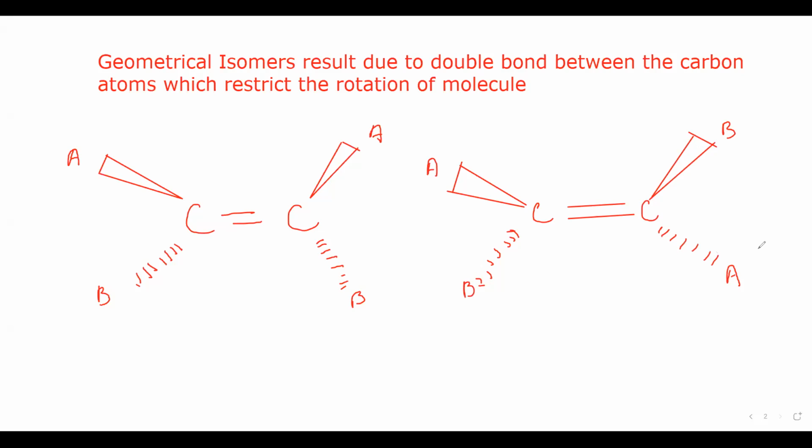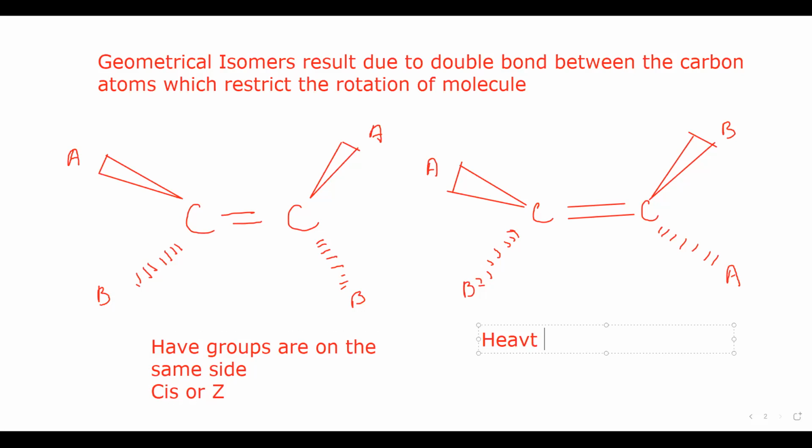So when we compare, if the identical or the heavy groups are on the same side, heavy groups referring to their mass, then we call that cis or Z. And if heavy groups are on the opposite side, we call that trans or E. So geometrical isomers are of two types. It can be cis or Z, or trans or E.